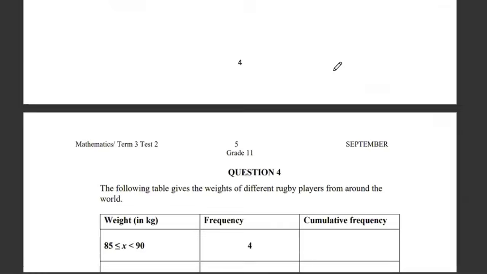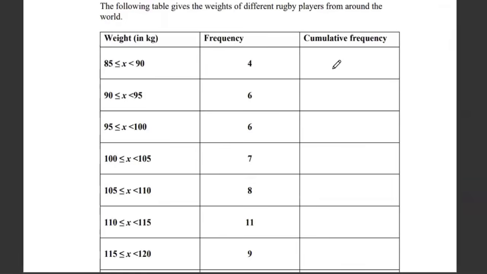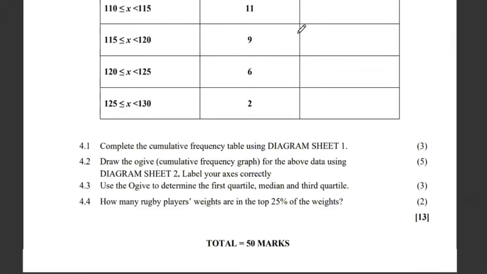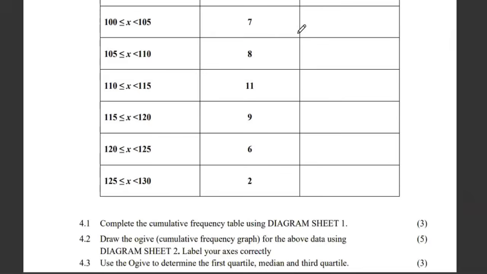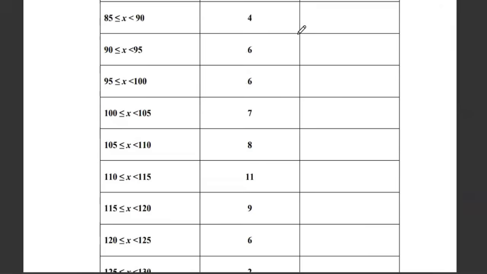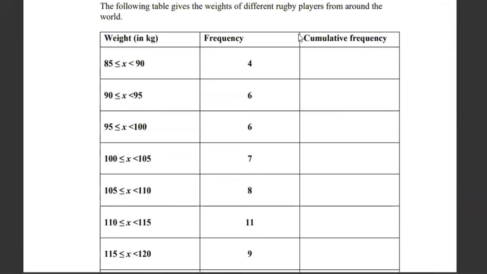All right. Then question number 4, we have the following table that gives the weights of different rugby players from around the world. And then the first question, they want us to complete the cumulative frequency. So with the cumulative frequency, the first frequency must be the same as the first cumulative. And then we go on adding.